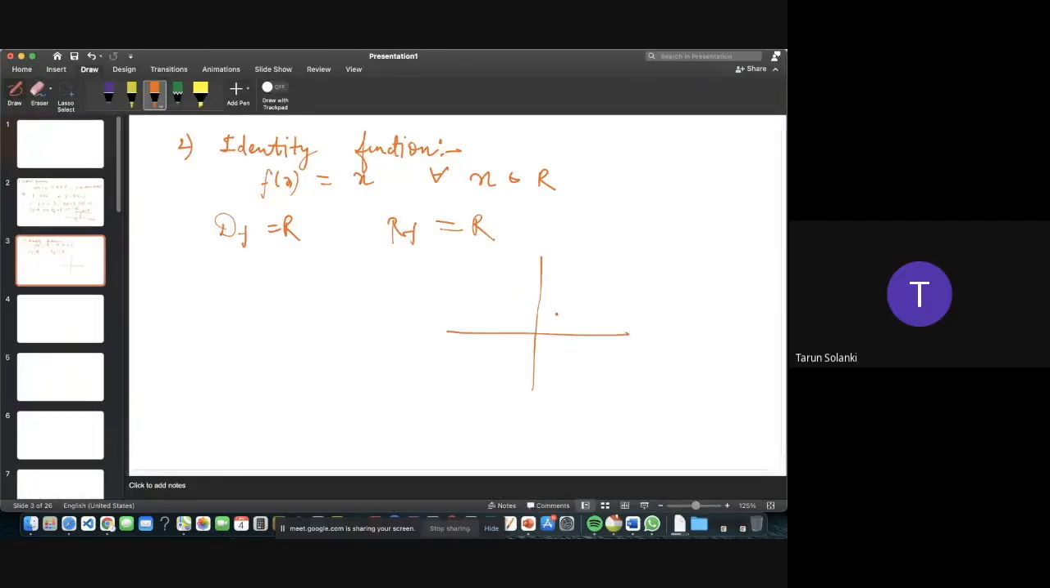The graph for this becomes this, and here y and here x is given, right? Here O, and here y is equal to x. Okay.